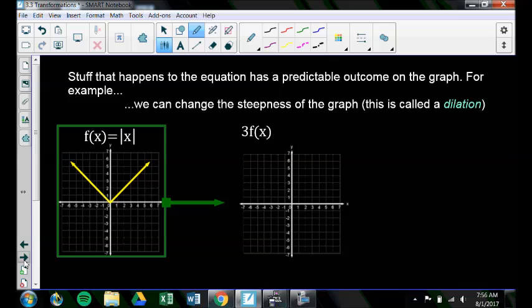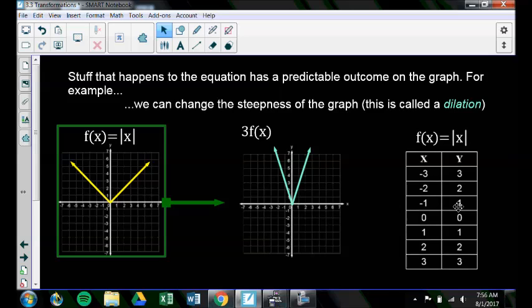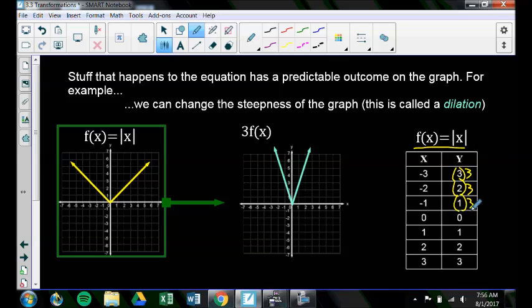Next, 3 times f of x. This is multiplying the y values by 3. So the parent function now gets kind of squeezed. We call this a vertical stretching, if you want to think of it that way. All the y values are now 3 times as high, because again, this table is just the parent function, f of x equals the absolute value of x. But now all the y values are getting tripled.